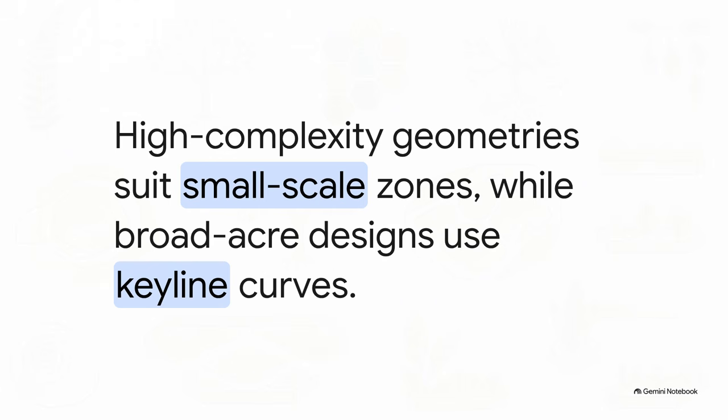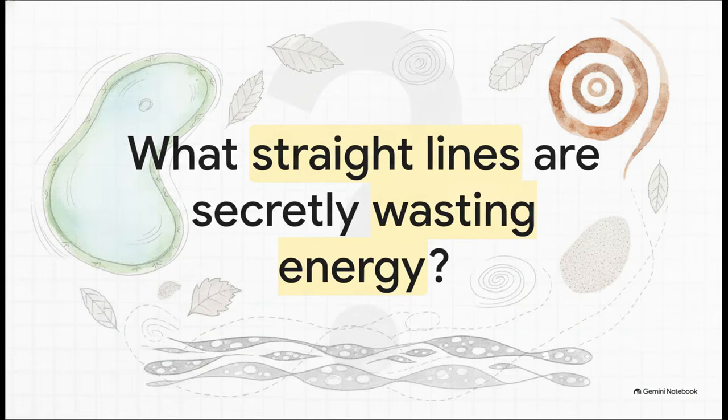But at the broad-acre scale, these tight geometries completely conflict with mechanical realities. Tractors and harvesting equipment would literally get stuck in the math, and nobody wants to have to explain that to a farmer. Consequently, broad-scale farm designs must simplify these edges into sweeping, keyline curves. This balances the immense ecological benefits of undulating edges with the necessary operational efficiency of actually working a massive piece of land.